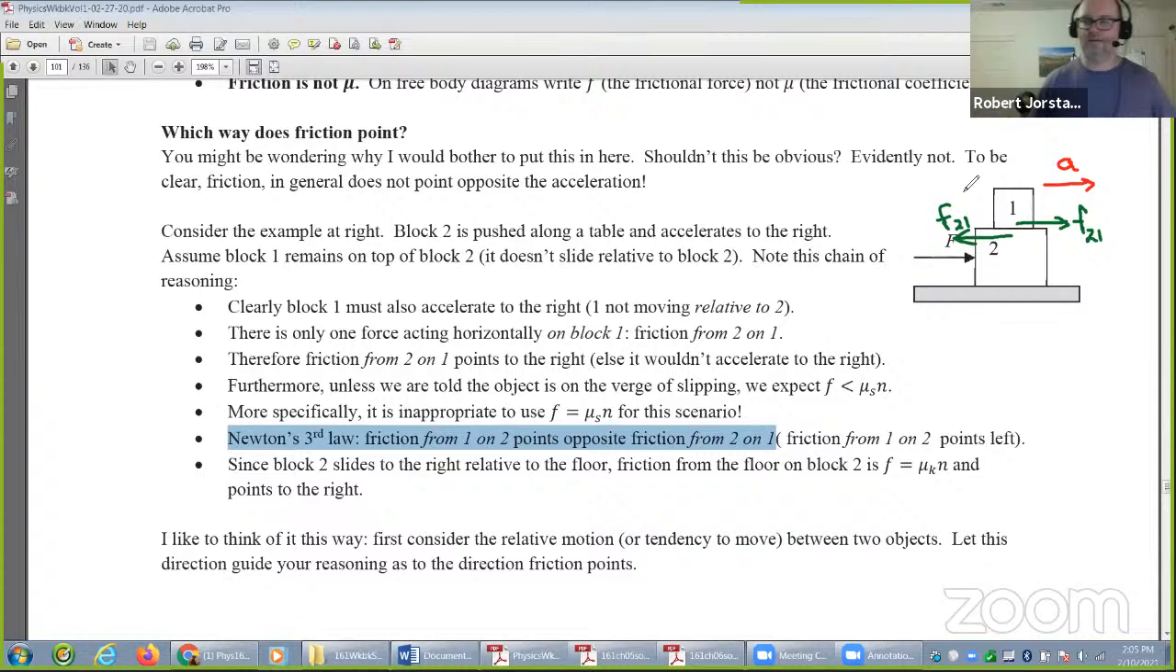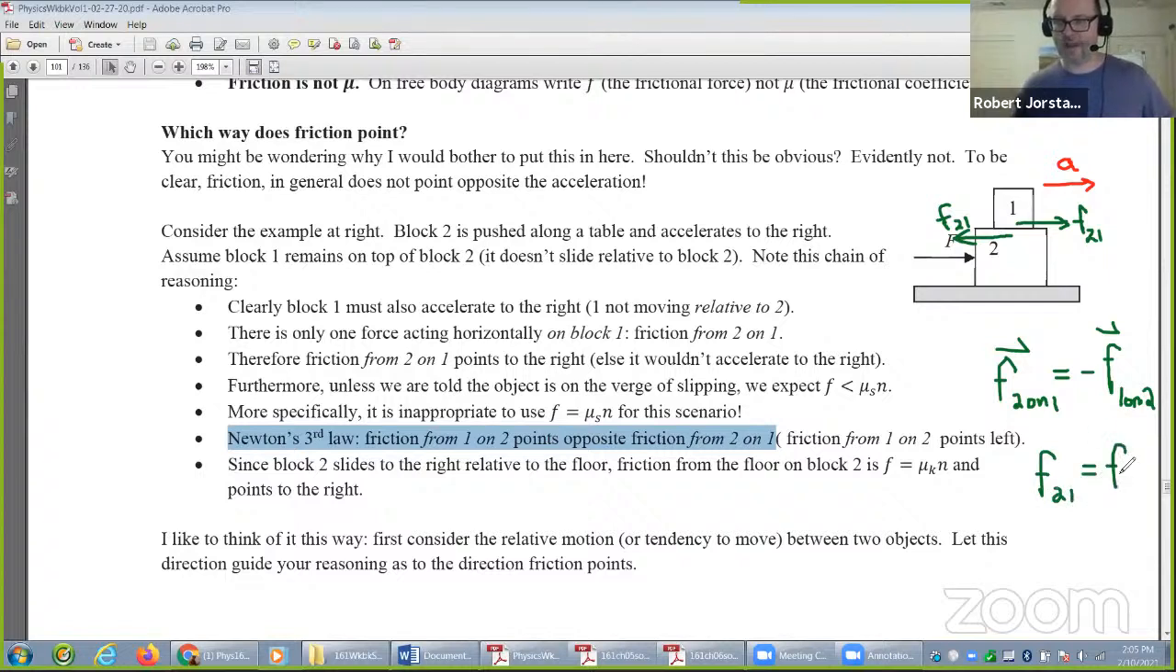We know, to be clear, F2 on 1 vector is equal and opposite friction 1-on-2 vector. But friction 2-1 magnitude should equal friction 1-2 magnitude. So again, you could use the subscripts 1-2, 2-1 interchangeably. Okay.